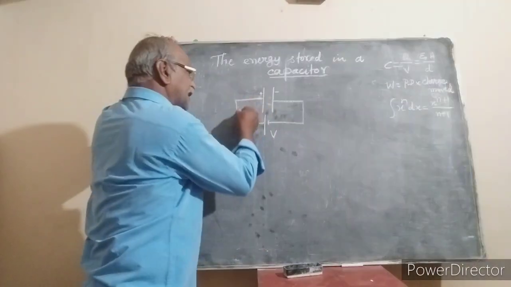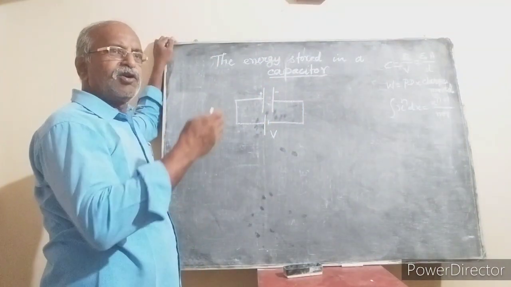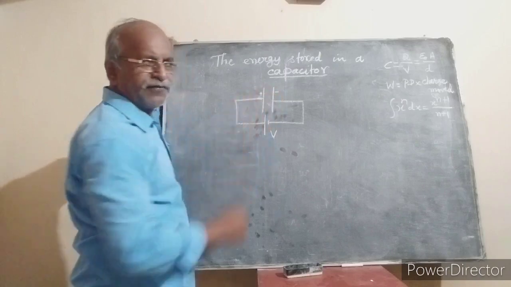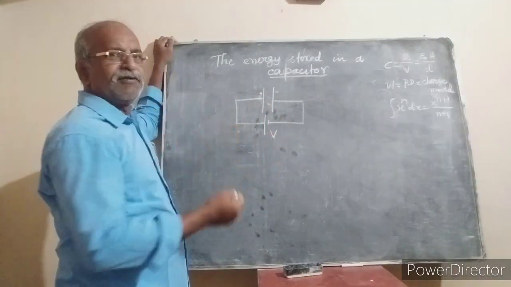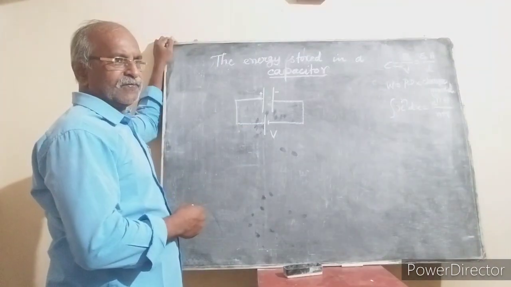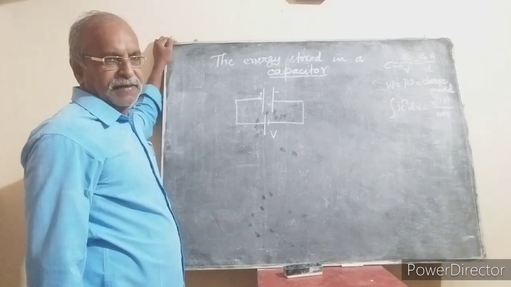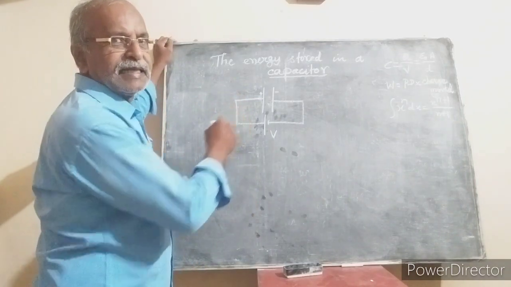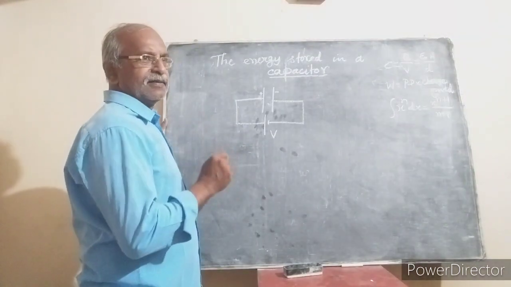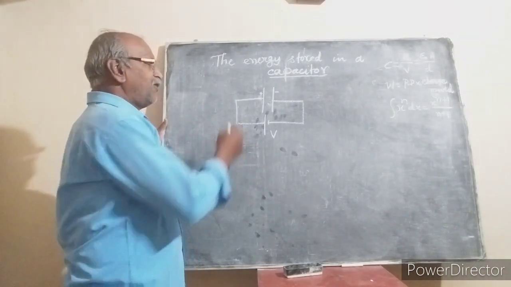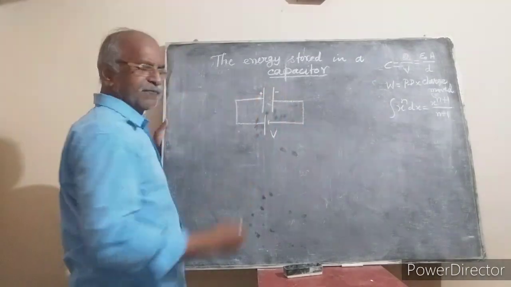When you move another electron, negative charge, to the right plate, you have to move it against the repulsive force of the first electron. Like this, when you transfer charge, you have to do some external work. This work done is stored in the capacitor as energy. So to calculate the energy, it is enough that if you calculate the work done in moving a charge of plus q coulomb from one plate to another plate.